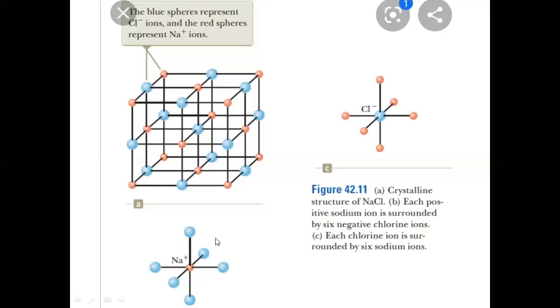Same is the case for the sodium ion. Each sodium ion is surrounded by 6 chloride ions. The same thing: left, right, top, bottom, back, and front. So 1, 2, 3, 4, 5, 6. One chloride ion is surrounded by 6 sodium ions, and one sodium ion is surrounded by 6 chloride ions. So both the ions have the same distribution.